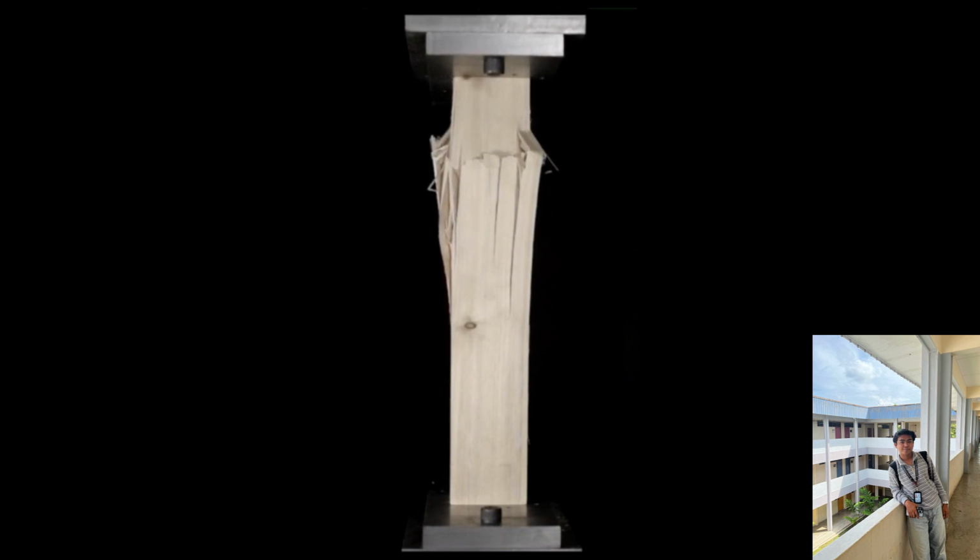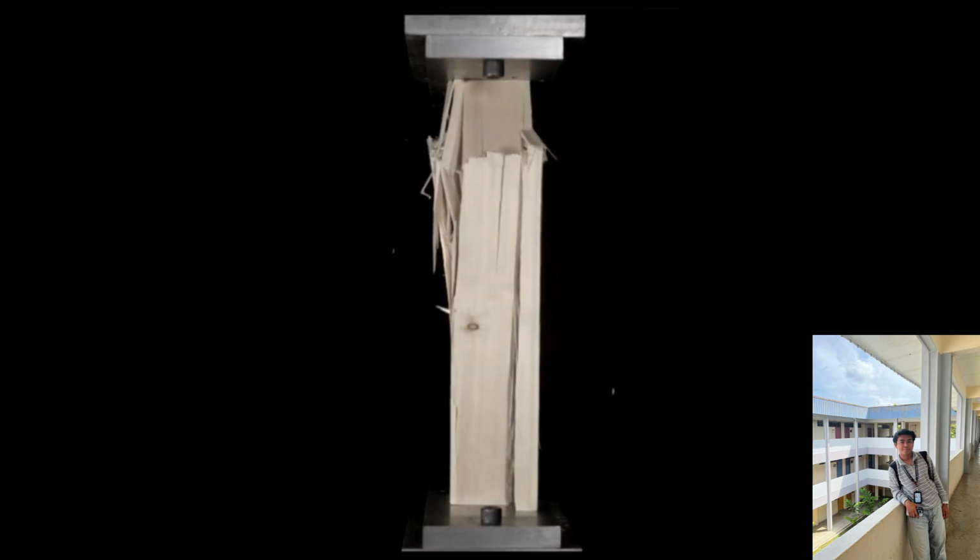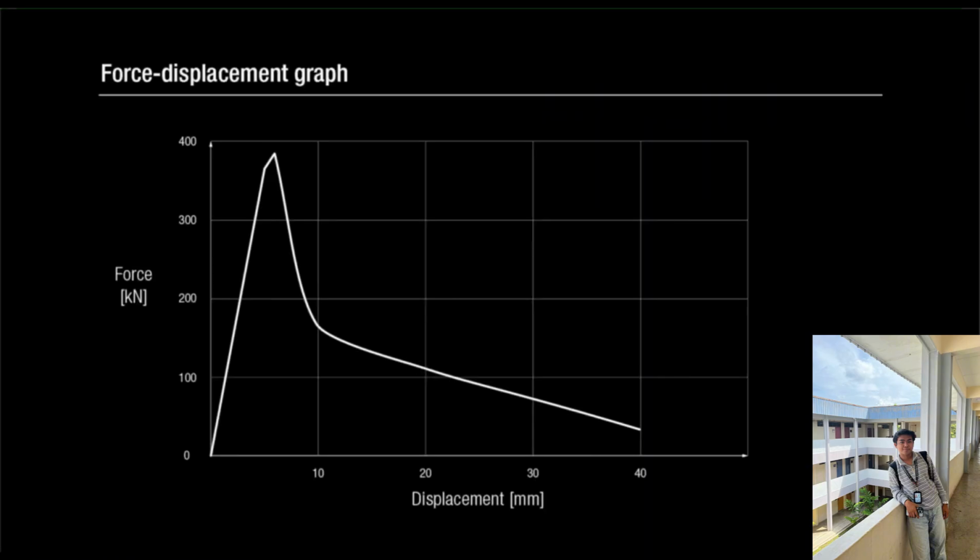Now, if we take an oblique look at the specimen, we can appreciate the lateral deformation accumulated as the fibers spin or roll over each other. This graph shows the load-displacement relationship in the specimen.